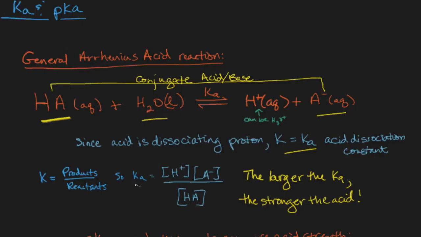Ka is directly proportional to acid strength. What does that mean to you? That means that the larger the Ka value, the stronger the acid.